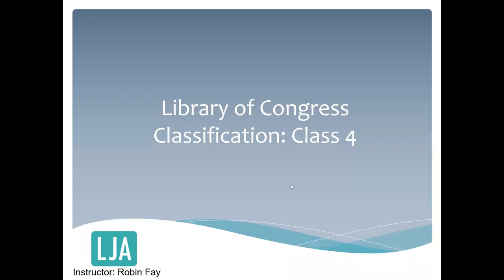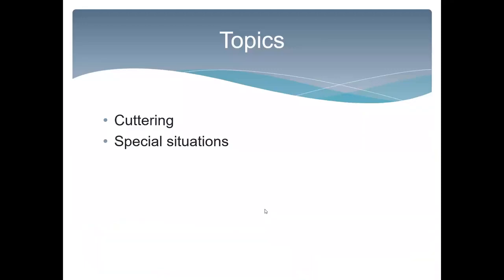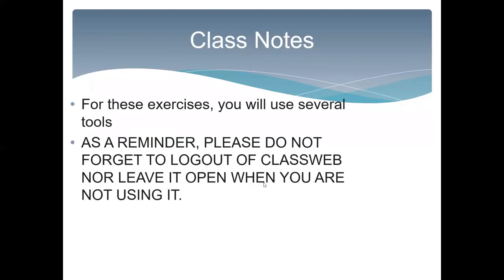In this class, we are going to talk about some of the exceptions and some of the unique parts of classification. And hopefully, as we discuss some of these situations and talk about how they fit together, it will begin to really sink in and click together in terms of how Library of Congress classification works. So we're going to talk about Cuttering a little bit, review what we've talked about so far with Cuttering, and then we're really going to dive into those special situations.